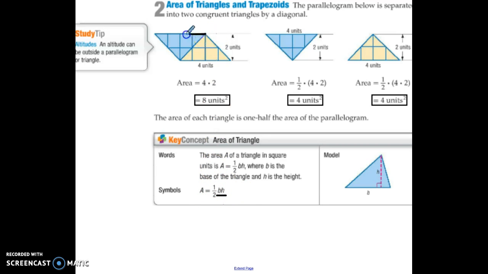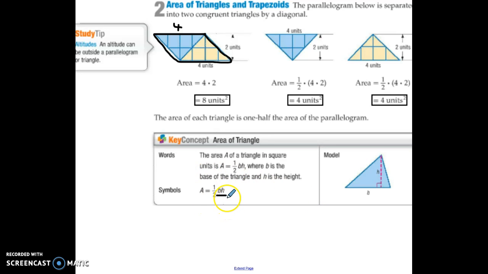Look right here. I have a parallelogram made up by two triangles. They both have a base of 4, this one's 4, this one's 4. Both of them have a height of 2, straight up and down, 2, 2. So it takes two triangles to make a parallelogram. So one triangle must be half of a parallelogram. So it's half base times height. So we're going to use this formula for all of them.